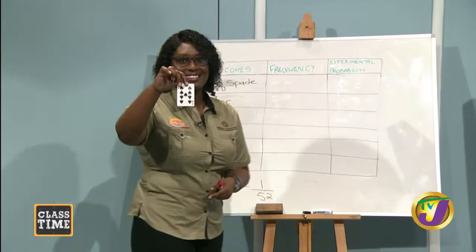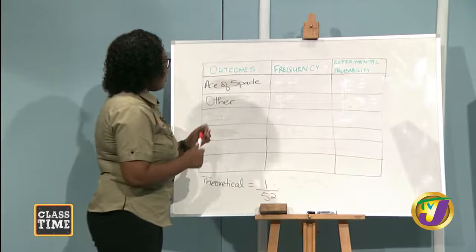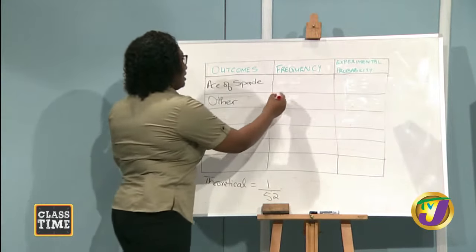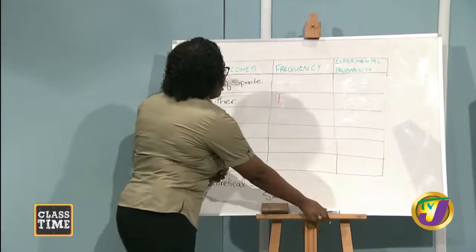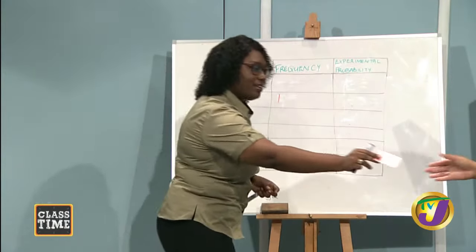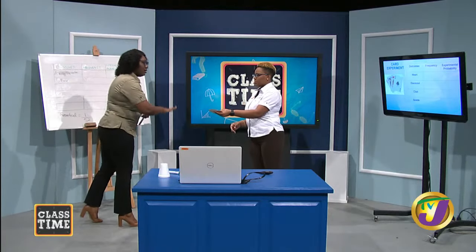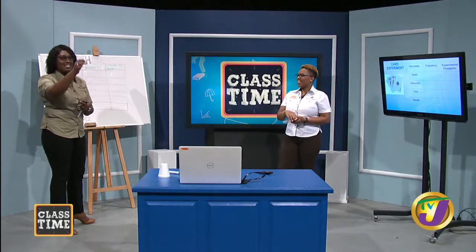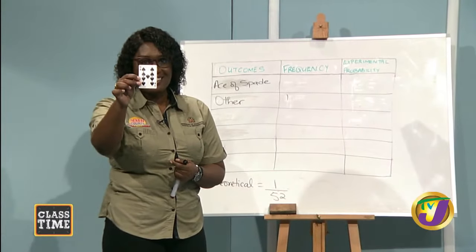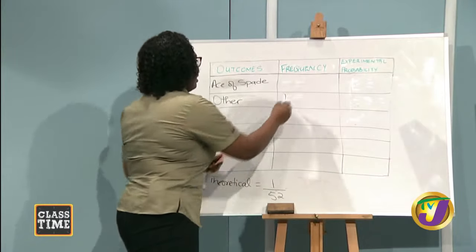So our theoretical probability is 1 out of 52, and I got an other. So I got 9 of spades. Oh, my bad. Put it back. Remember, you have to put it back. All right. Try number 2. Okay, let's go for the top. Guys, 9 of spades again. What's going on?